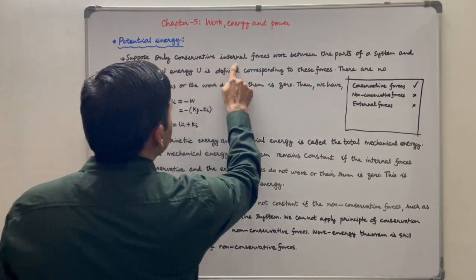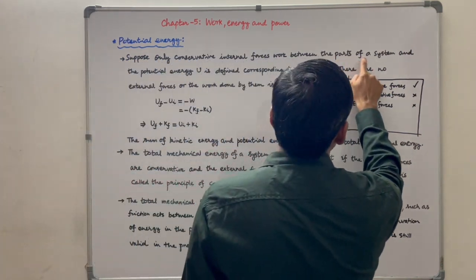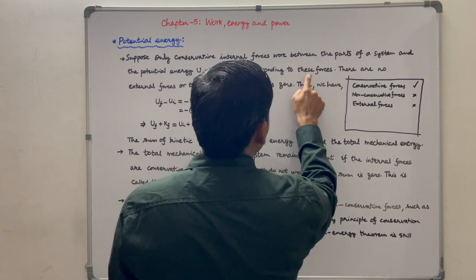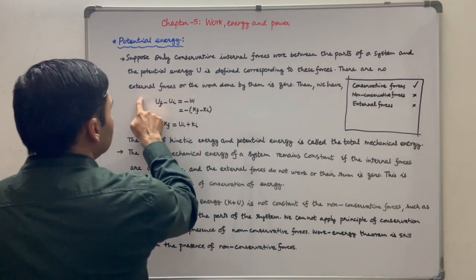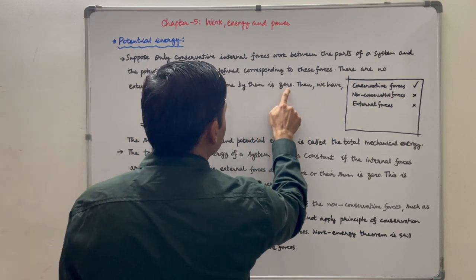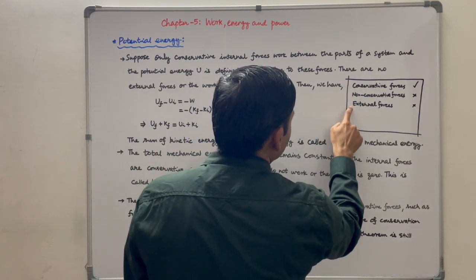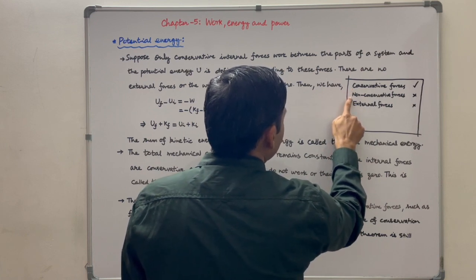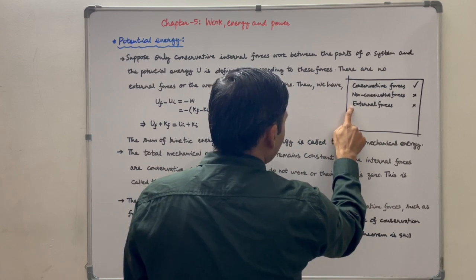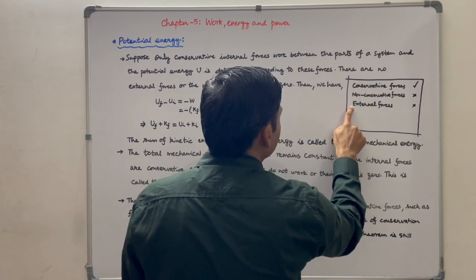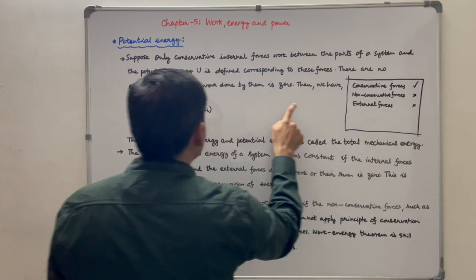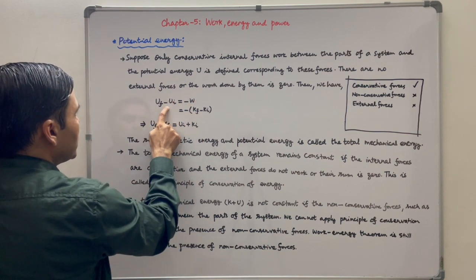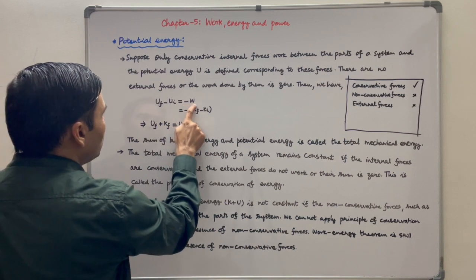Suppose only conservative internal forces work between the parts of a system and the potential energy U is defined corresponding to these forces. There are no external forces or the work done by them is equal to zero. That means these are the conditions: conservative forces work, non-conservative forces do not work. External forces do not work, or even if they work, the sum of work done by them is equal to zero. Then we can say UF minus UI is equal to minus W. That means change in potential energy is equal to negative of work done.